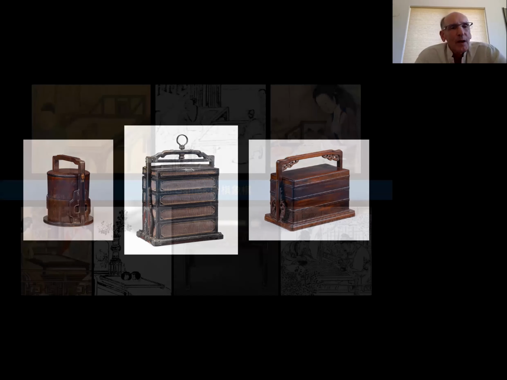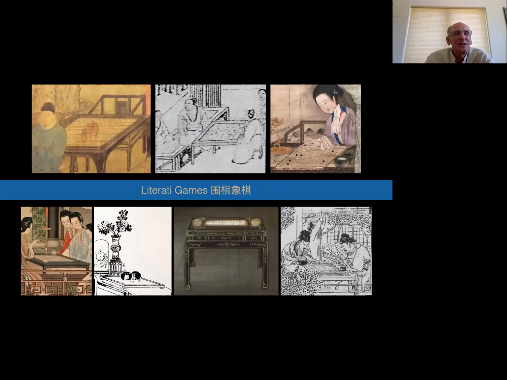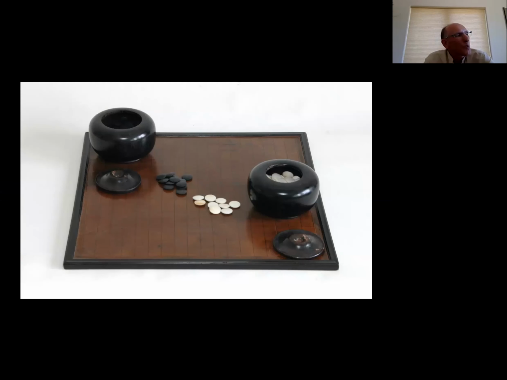Of course, one of the four arts of the literati gentleman is the activity of playing chess. And here we see both chess and weiqi being played. This is the typical kind of board that one would play weiqi on. These boards were often reversible with chess on the other side. This is a zitan frame with a lacquer panel, and the lines are inlaid with dark lacquer.